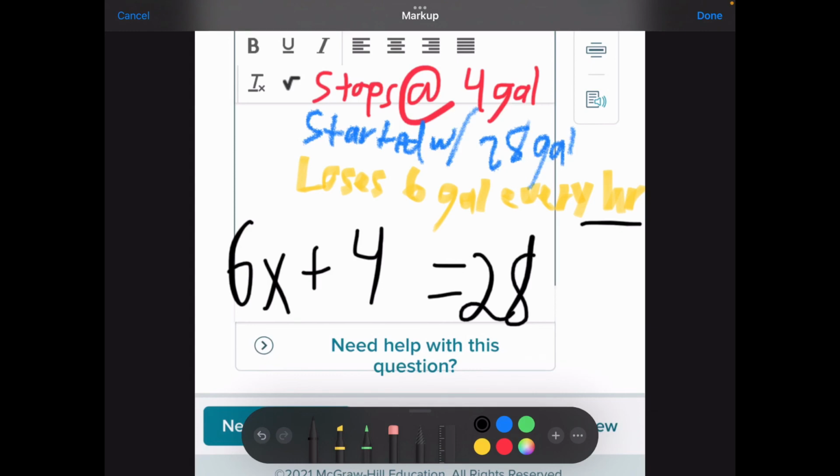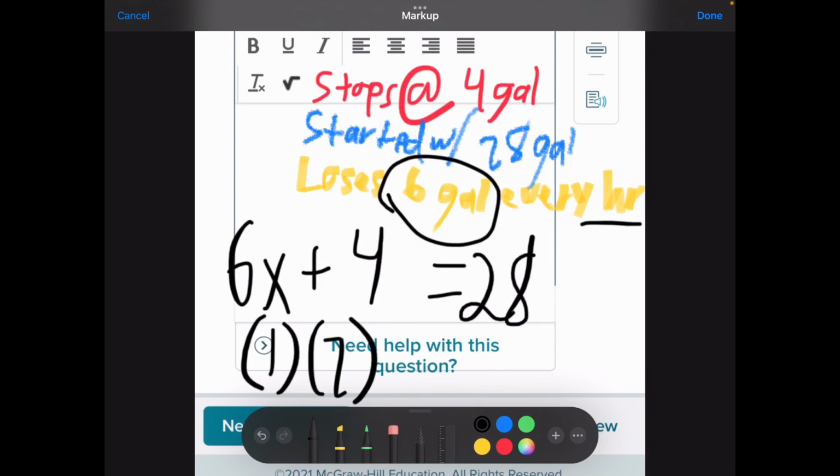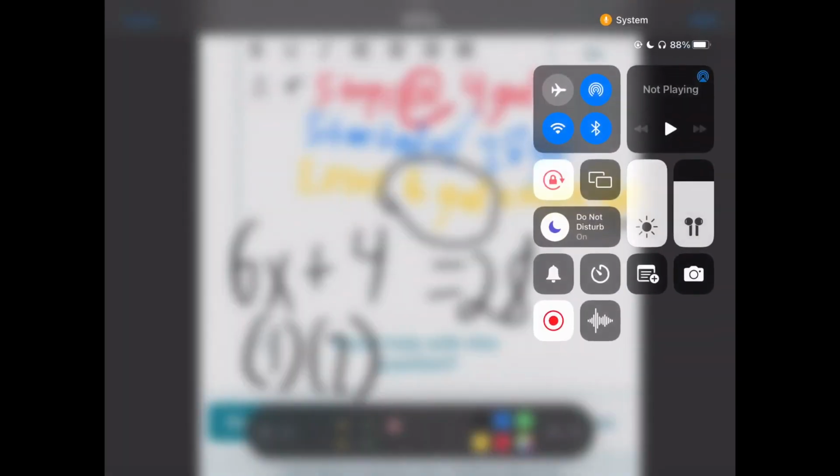This 6-gallon measure is every hour. When the bus spends 1 hour on the road, that's a 6-gallon loss. When it spends 2 hours on the road, that's a 12-gallon loss. How do I know that? Well, I replace the x variable with either a 1 or a 2 and multiply it by the 6. Hopefully that makes sense. I'm going to end it right there. Peace out.